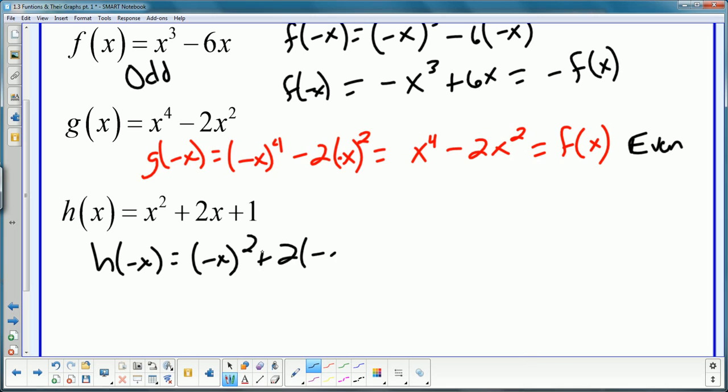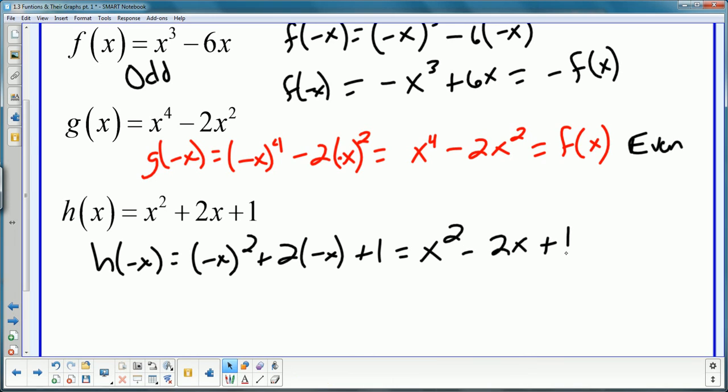And finally, the last one here, if we plug in negative x, we'd have a negative x squared plus 2 times the negative x plus 1. So negative x squared, like we said, even exponent means that we can just drop the negative sign. This one would end up a negative 2x, and then we just have plus 1. So here it's not identical, but nothing's the same. Not everything is the same, so it can't be even. Not everything is opposite, so it can't be odd. This one we would say is neither.